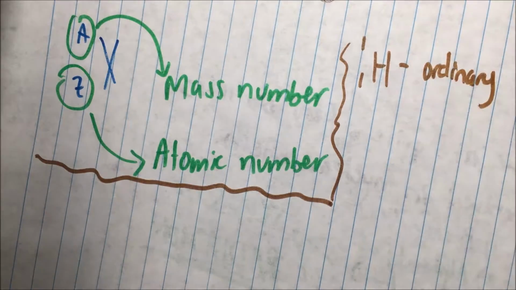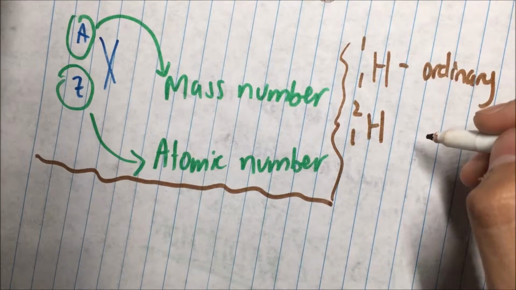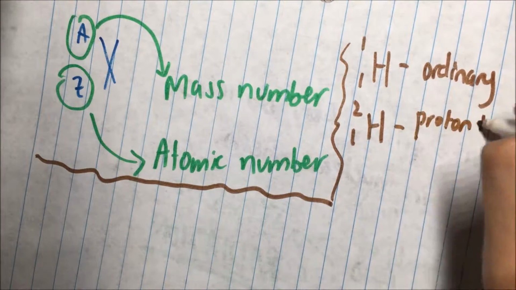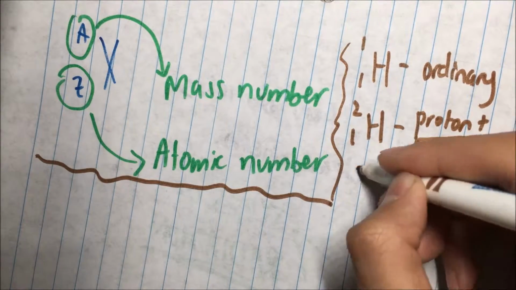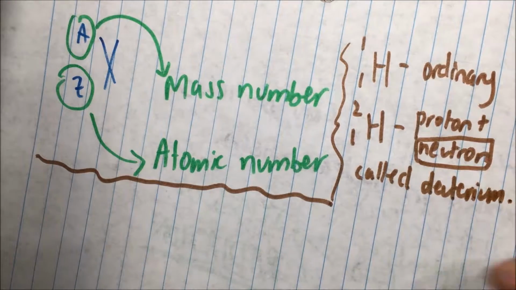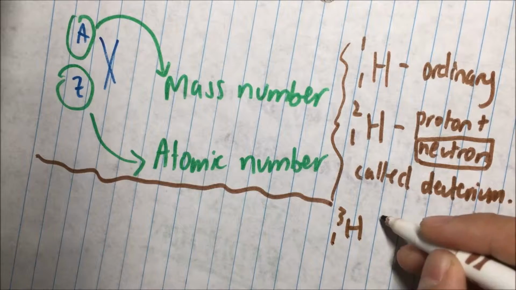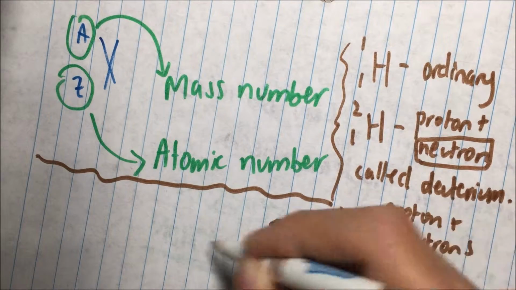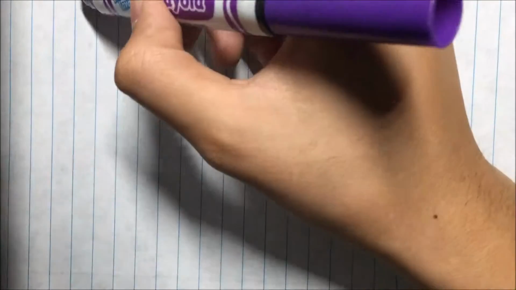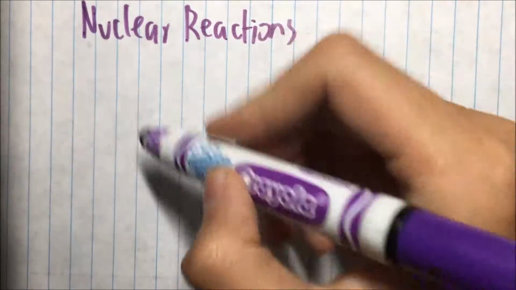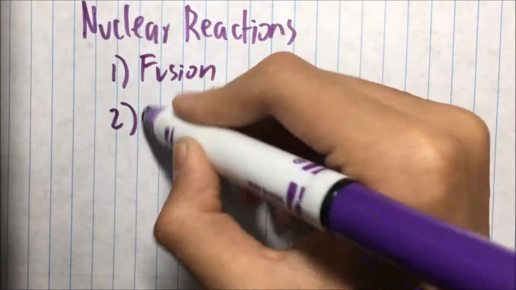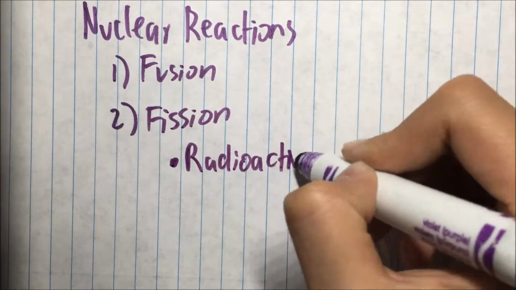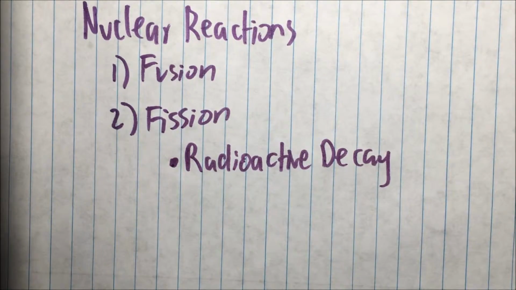There are three important types of hydrogen isotopes. First, there's the ordinary one, H-1, which is just a proton. Then there's H-2, which is a proton plus a neutron, called deuterium. Then H-3 is known as tritium. Now we can dive into the different nuclear reactions. There are two types: fusion and fission, and then radioactive decay, which occurs under fission.